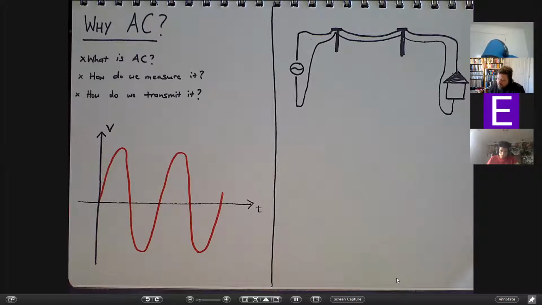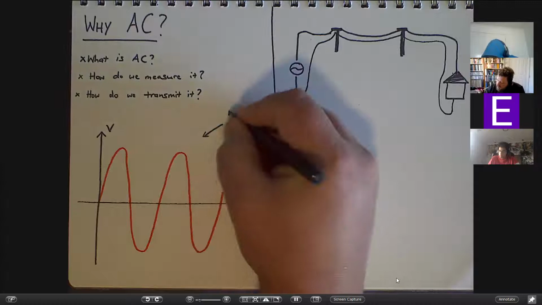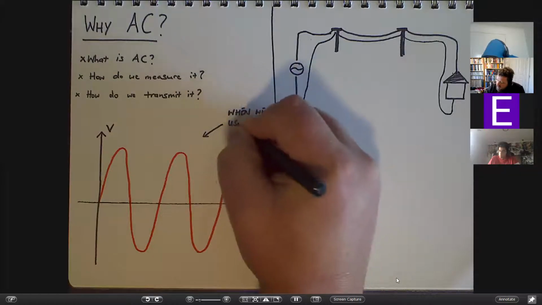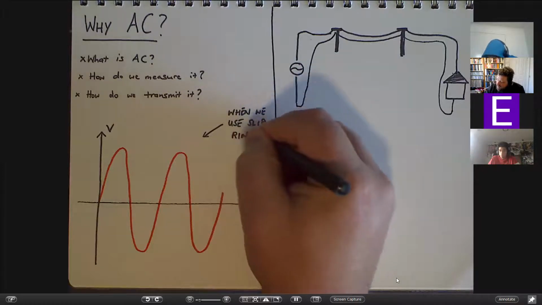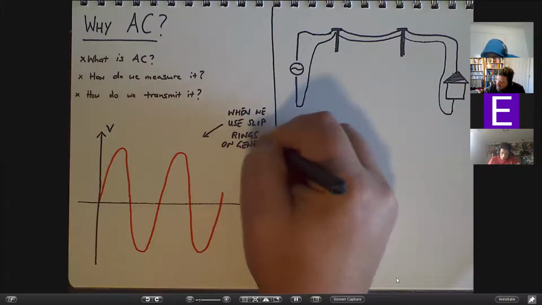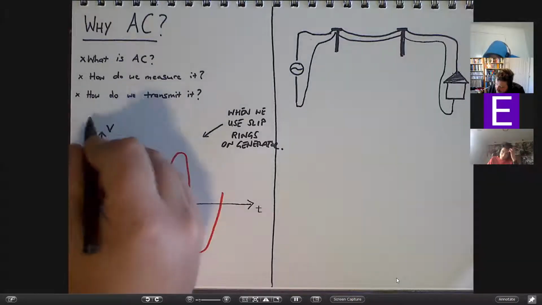But our other option was to use slip rings, which I know is a very similar term, but it means something completely different. When we connect to our generator using slip rings, we get a direct connection to the EMF inside the loop, which means what we get in our external circuit is AC electricity, alternating current electricity.